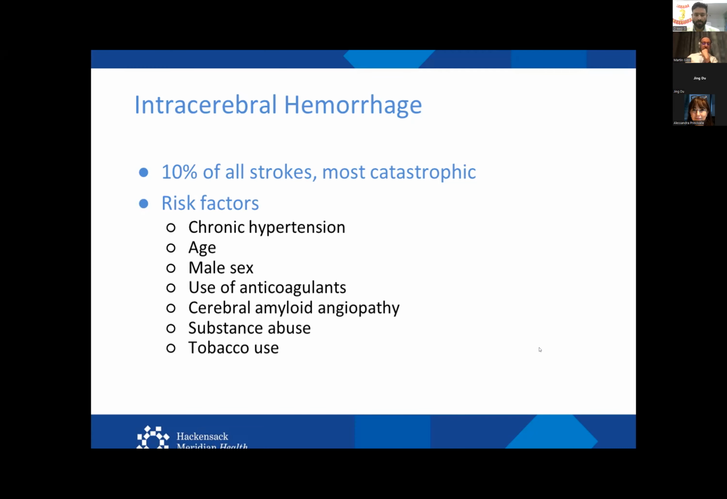The age of the patient at which it occurs, therefore the aging of the population is a focus here. Male sex, the use of anticoagulants, which has changed pretty dramatically over the past 30 years. And the disease of cerebral amyloid angiopathy, which results in fragile blood vessels, which are more likely to rupture. And again, that relates to the aging of the population. The other two major risk factors are substance abuse and tobacco abuse, which are not our focus today.